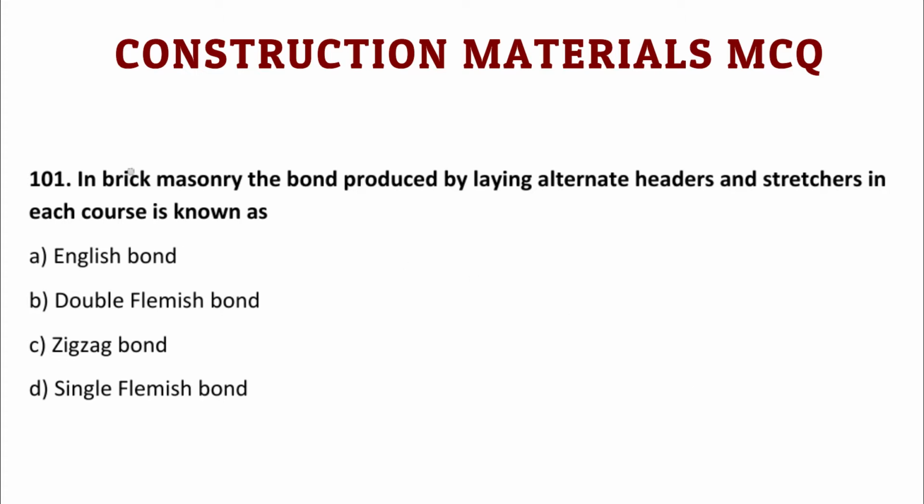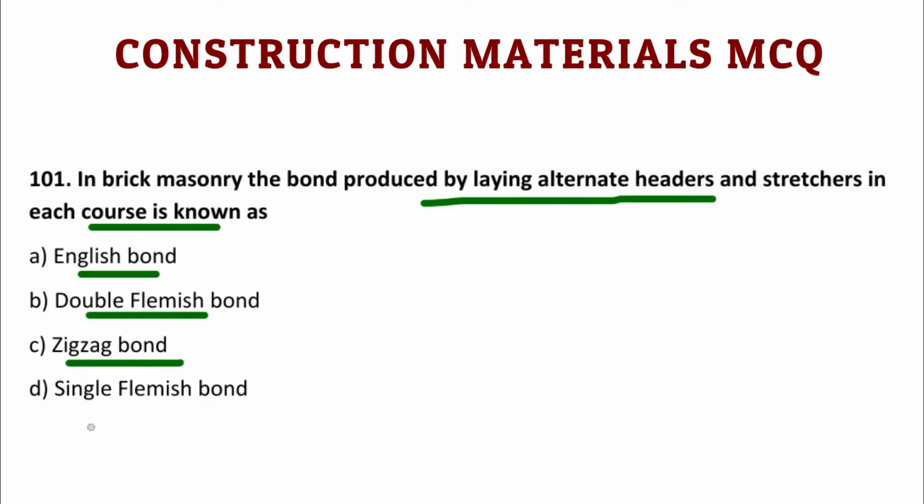The question is: in brick masonry, the bond produced by laying alternate headers and stretchers in each course is known as option A English bond, option B double Flemish bond, option C zigzag bond, option D single Flemish bond. So the correct answer is option B double Flemish bond.